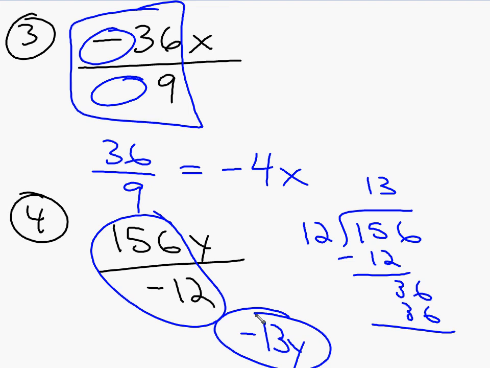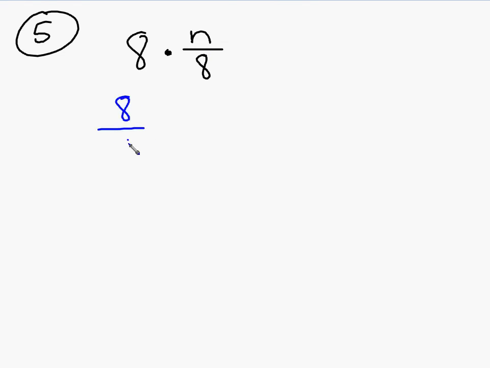One last problem and we're done. This one's a little bit easier. How about 8 times n over 8? What do you think I need to do? This is not a division problem. This is just multiplication. I need to put the 8 over 1. 8 over 1 times n over 8.